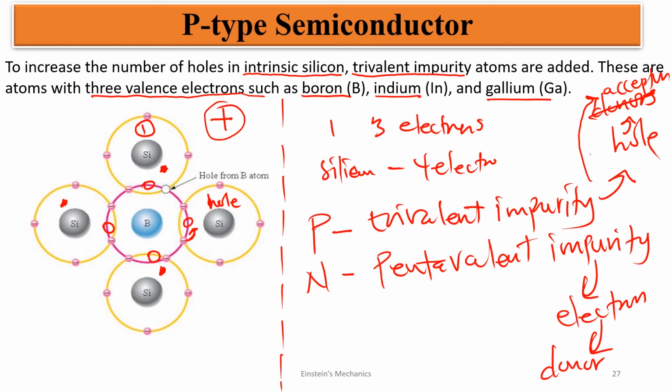The n-type semiconductor is also formed. So one more thing. P-type means there are more holes. N-type means there are more what? Electrons. So the net effect of the n-type is what? Negative. The net effect of the p-type is what? Positive.